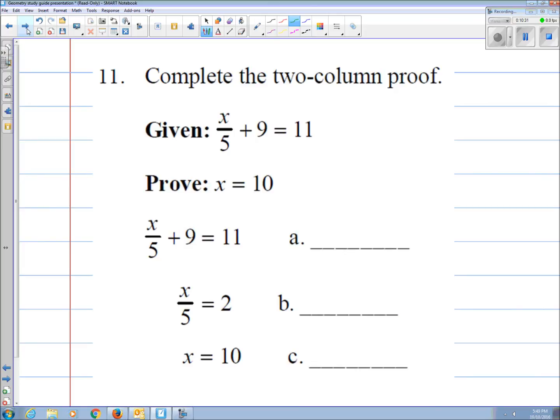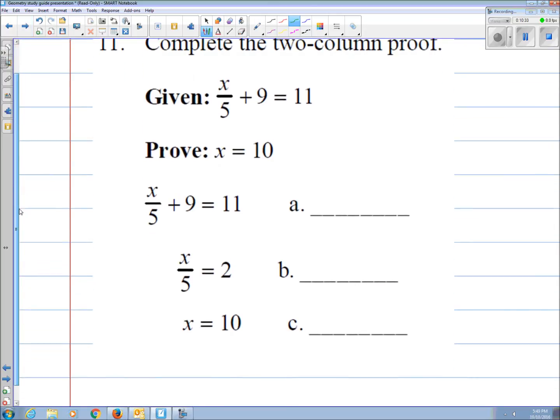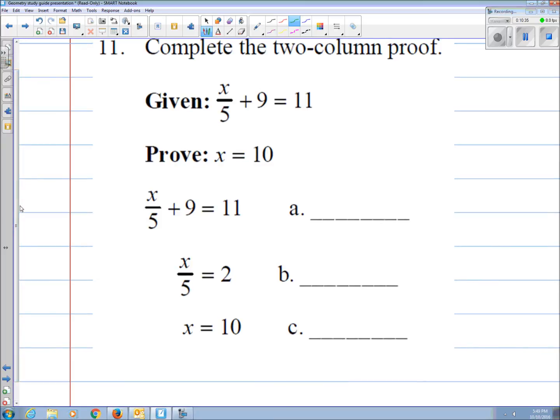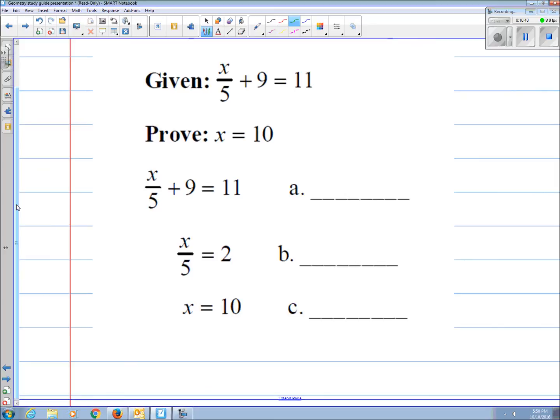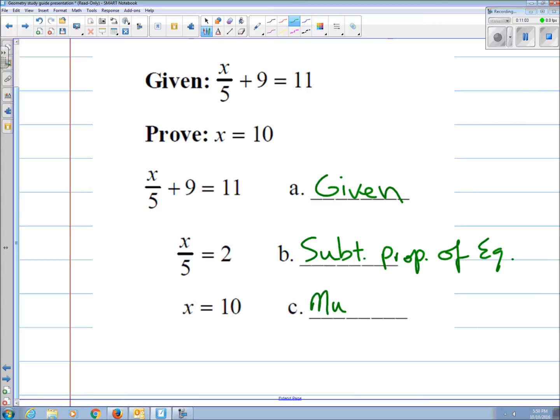Let's complete the two-column proof. Given x over 5 plus 9 is equal to 11, prove that x is equal to 10. So we start with our equation that was given. Next we see that they subtracted 9 on both sides, so that's the subtraction property of equality. And next they had to multiply by 5 on both sides to get x equals 10. So that's the multiplication property of equality.